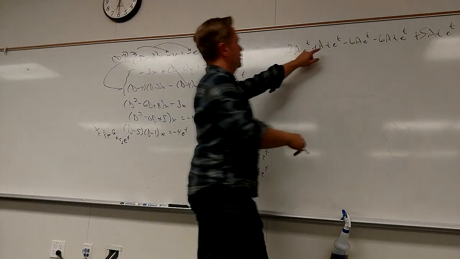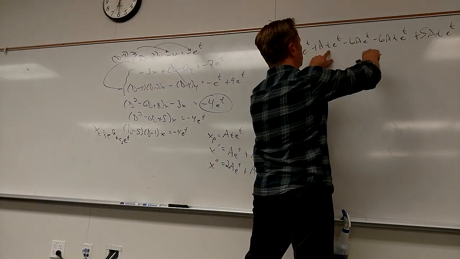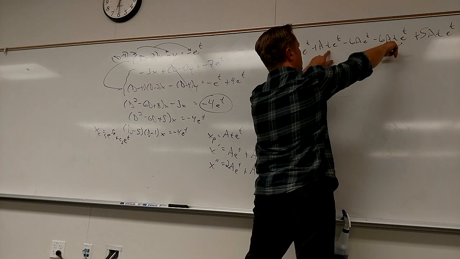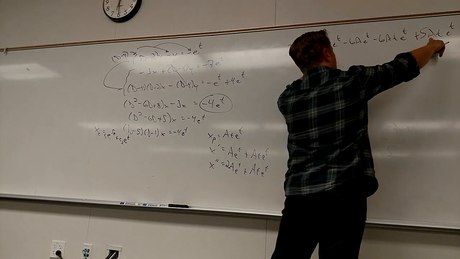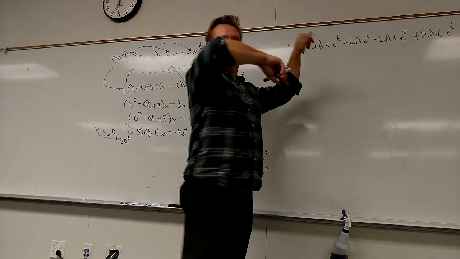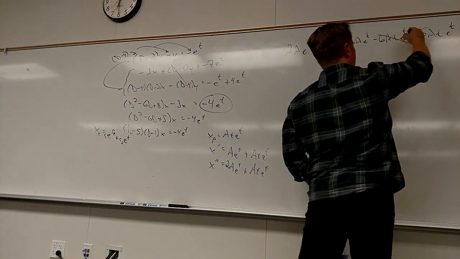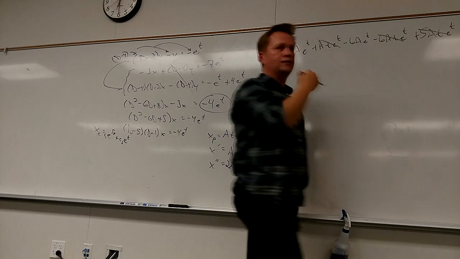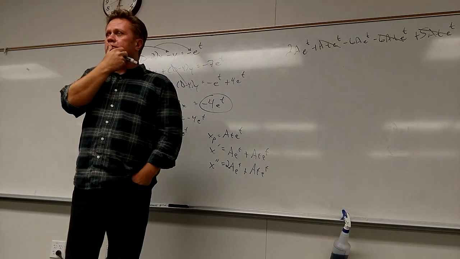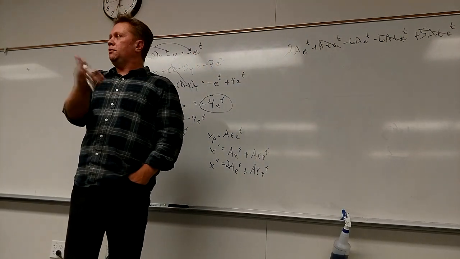So notice a t e to the t minus 6a t e to the t plus 5a t e to the t is 0. Why is that a good thing? Why does that have to happen? Because there's none of them on there. There's no t e to the t's. A would be 0, we'd be screwed.